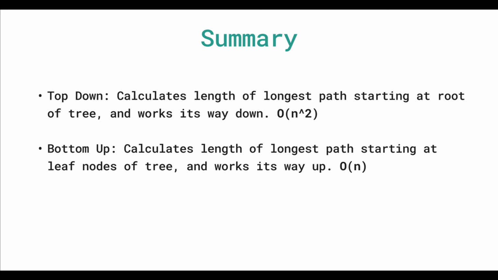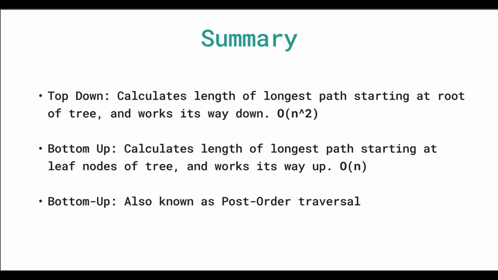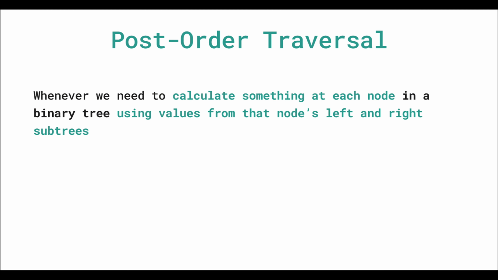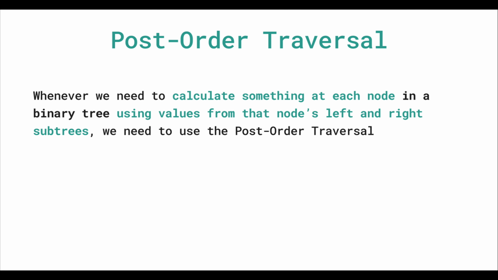Now, this bottom-up approach is also known as a post-order traversal, and that's going to be the focus of this video from here on out. So, when do we need to use this post-order traversal? Whenever we need to calculate something at each node in a binary tree using values from that node's left and right subtree, we're going to need to use this post-order traversal in order for us to get the optimal solution.